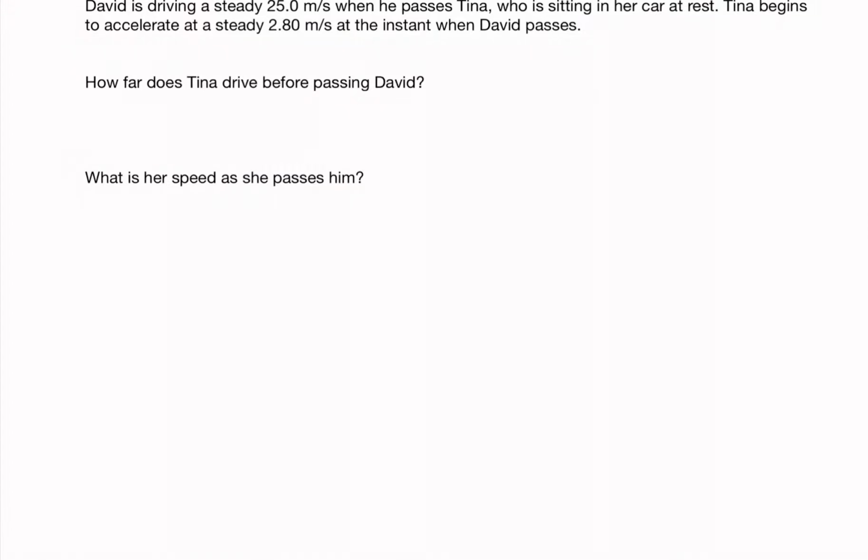Okay, so this is going to be the first kinematics problem we're going to go through. The question is asking, David is driving at a steady 25 meters per second when he passes Tina, who is sitting at her car at rest. Tina begins to accelerate at a steady 2.8 meters per second squared at the instant when David passes.